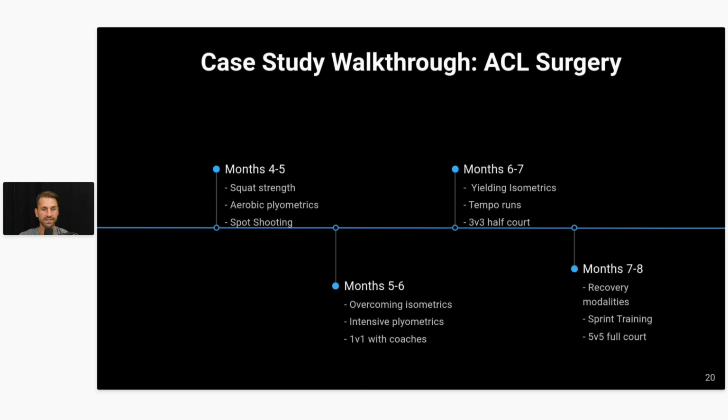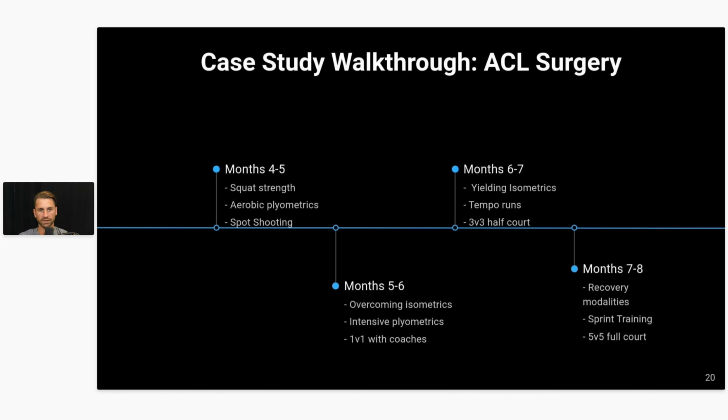From a conditioning standpoint, we added tempo runs because there is just a capacity of needing to regain that capacity. And by doing tempo runs, you also get the eccentric component of stop, start, right? Having a turn around. If you're running full court down and back, there's an eccentric component as you decelerate, and there's an eccentric component with every step that you take. And then we layered that with 3v3 in the half court to increase some of the deceleration that we wanted. And then month 7, 8, okay, recovery modalities.